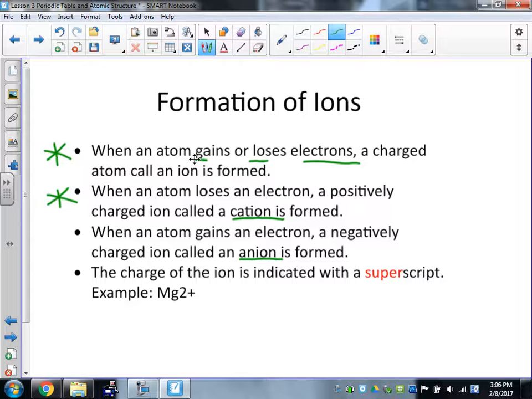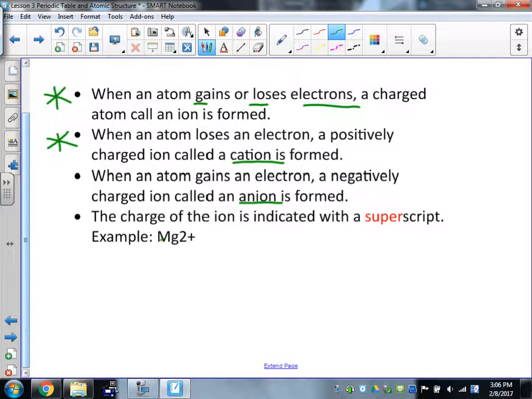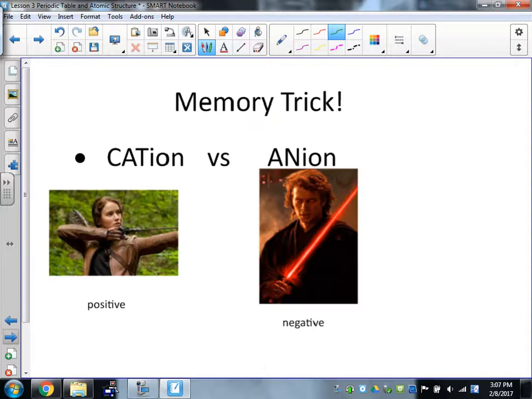So cation, anion, yes? And the charge of the ion is indicated with what we call a superscript. So what you'll see is Mg2+, or something like, for example, O2-. Those are the charges there. We use a superscript, we put them up above. Good? All this is very important, guys, so make sure you know.